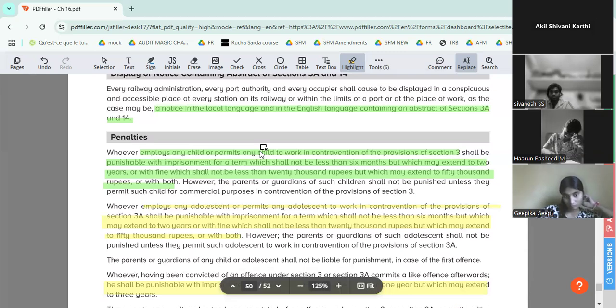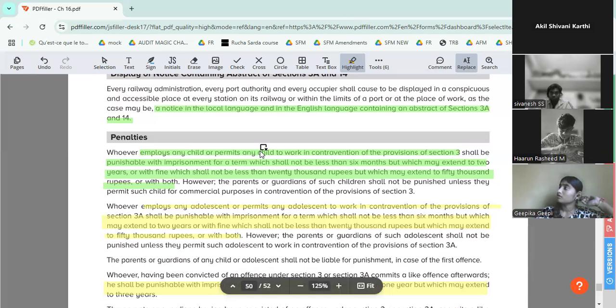Okay. However, parents or guardians of such children shall not be punished unless they permit such child for commercial purposes in contravention of provisions of Section 3. So, if there are parents and guardians, they will not be punished unless they purposefully send their child to commercial purpose work.